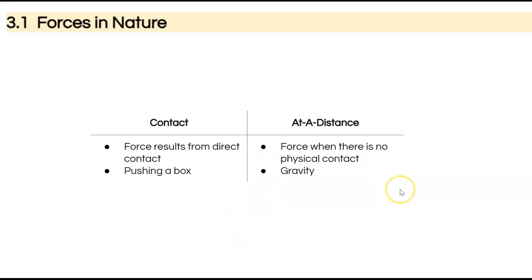So I wanted to talk to you about contact forces versus at a distance forces. So contact forces are forces that are going to result from direct contact, as they suggest. So for example, pushing a box, your hand is on the box, and so the force that's pushing the box is in direct contact with the box itself. There's a force at a distance where there's no actual physical contact between the body that is in motion and the force that's acting on it. And so a great example of that is the force of gravity.